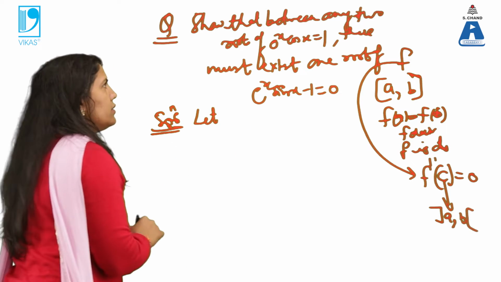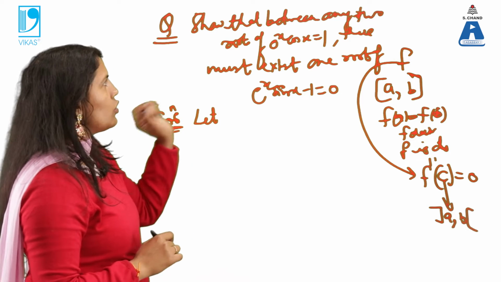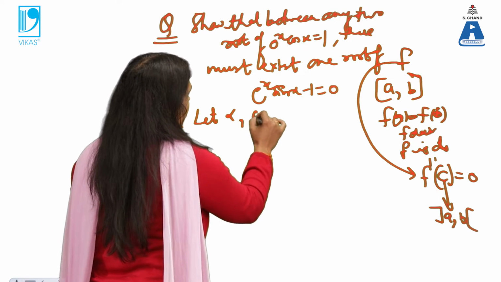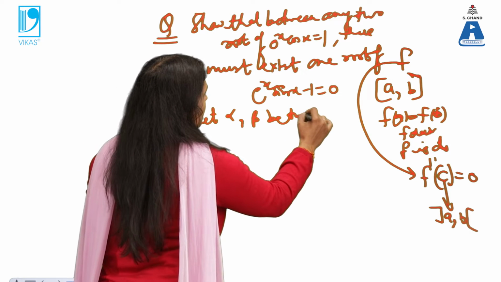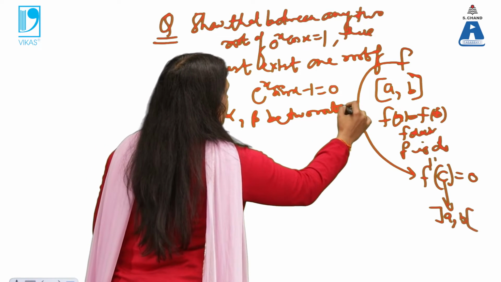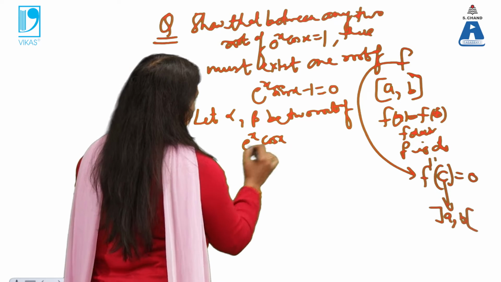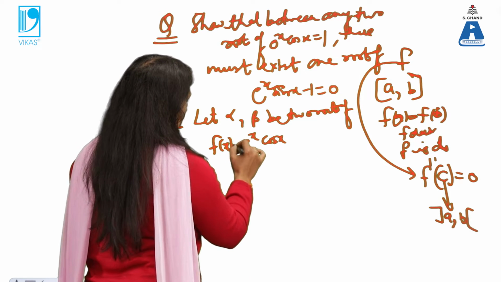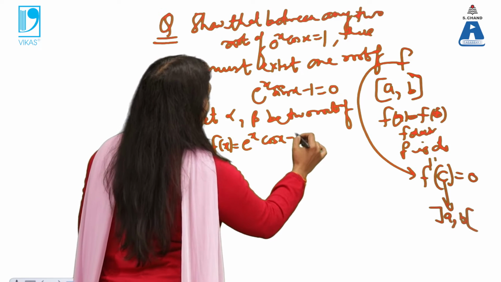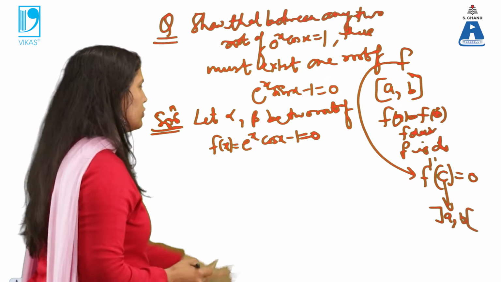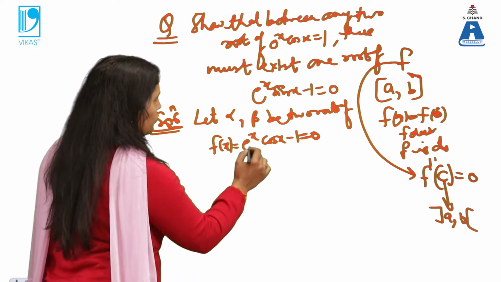because we are given that e to the power x cos x equal to 1 has two roots. Two roots means let alpha and beta be two roots of e to the power x cos x. Suppose this is my function. This is the function. I have written it in function form.